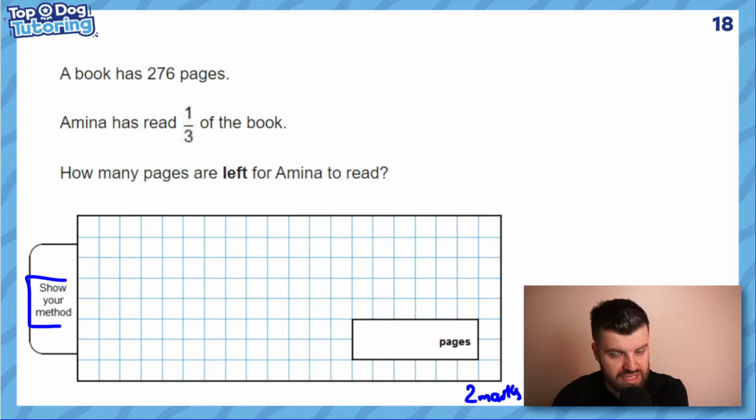A book has 276 pages. Amina has read 1/3 of the book. How many pages are left? The only thing I'll say to help you, the reason things are in bold is to bring your attention to it. So there's a reason that's in bold. Have a go.